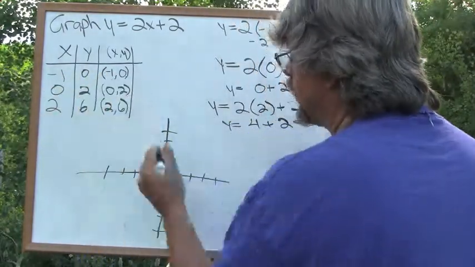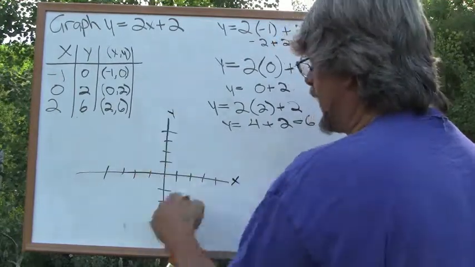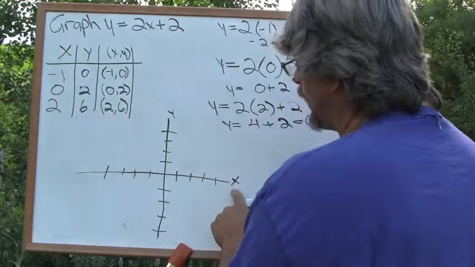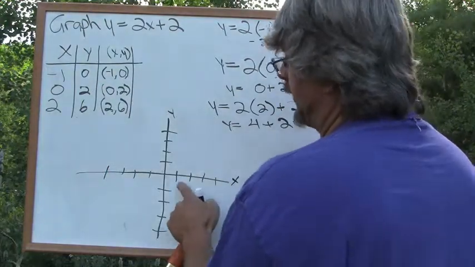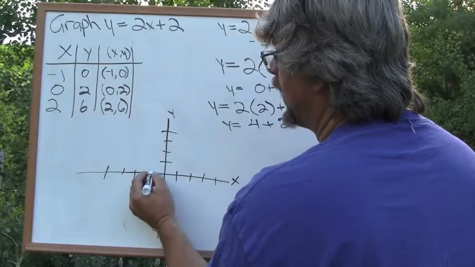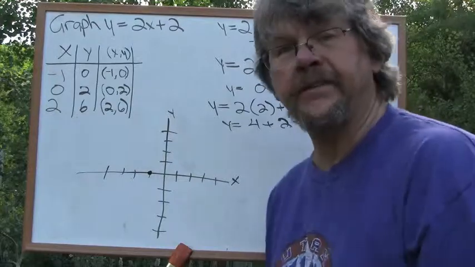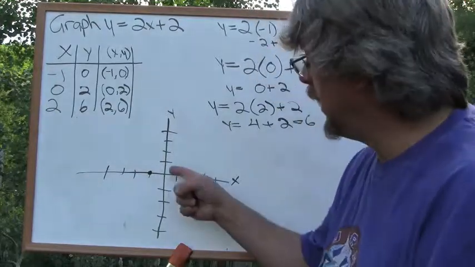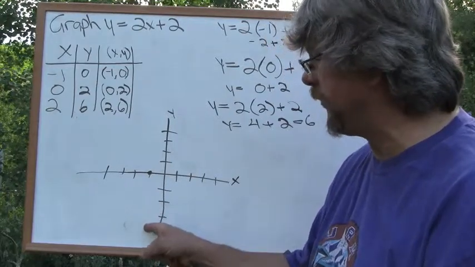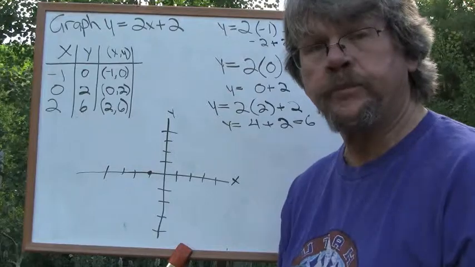So we have -1 and 0. We always start with x. This is x. Y is up and down. X is across. We always begin with the x number first on the x-axis. So we have -1 and 0. We come over here, -1 and 0. It's right there on the axis. If y is 0, it's not positive 1, 2, 3, 4, and it's not -1, 2, 3, 4. It stays right on that axis.